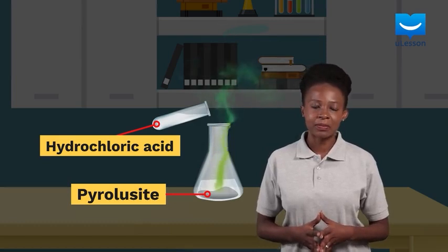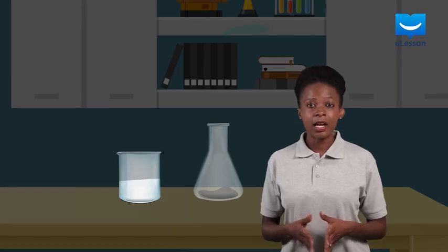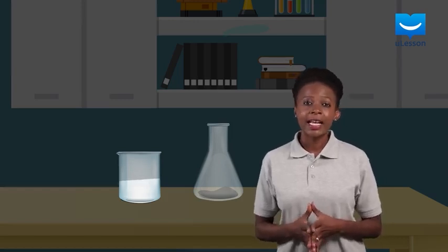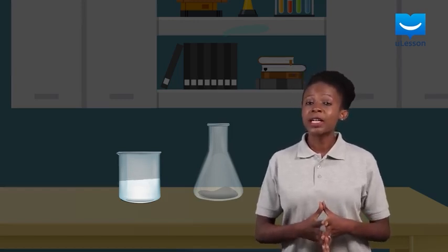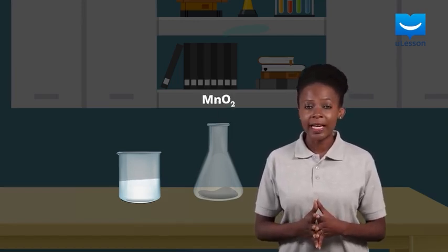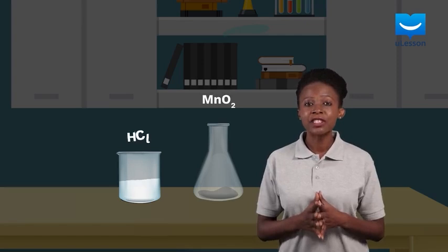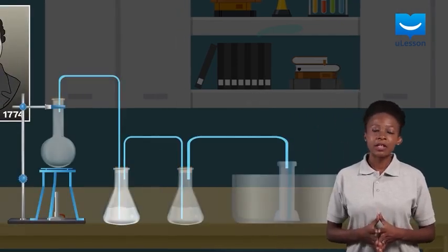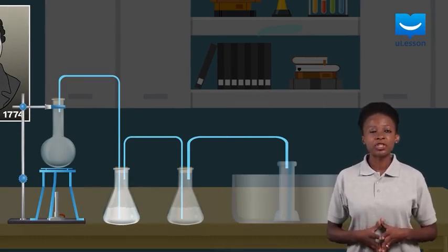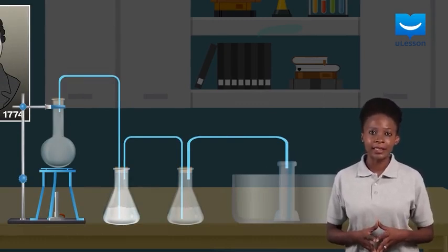Although there are different ways of preparing chlorine in the laboratory, in this lesson, we will learn how chlorine gas can be prepared in the laboratory using the same reactants that Scheele used. That is, manganese(IV) oxide and concentrated hydrochloric acid. The diagram displayed here shows a laboratory setup that can be used for the preparation of dry chlorine gas.